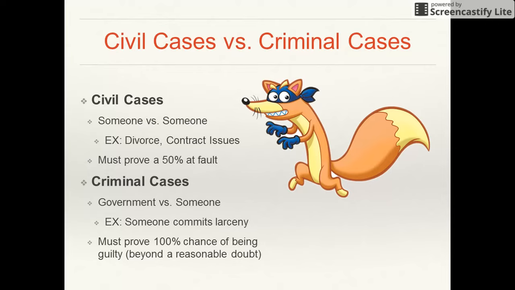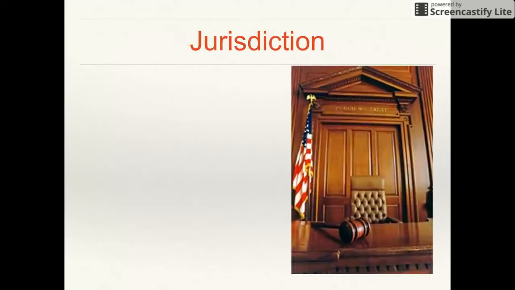So if in Swiper's case, they find out that it might have actually been Boots that committed the theft, if there's some sort of clue that doesn't fit with Swiper, they might end up finding Swiper innocent because they weren't 100% sure. There was some doubt in their mind. And that does happen. You need to know the difference between these two types of cases. And if you're confused in any way, please feel free to ask the substitute or myself for some more help because you are going to be using your knowledge of civil and criminal in the future in this class.